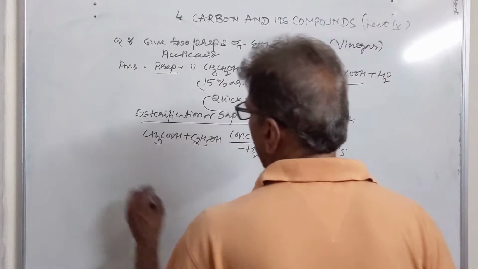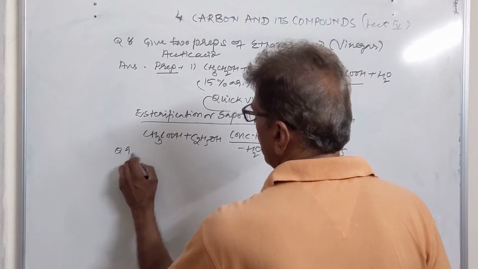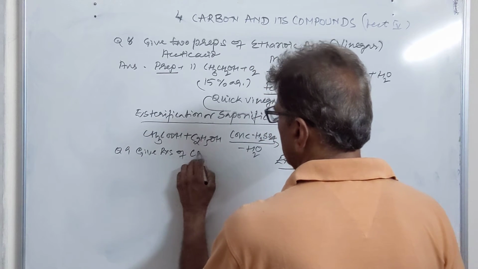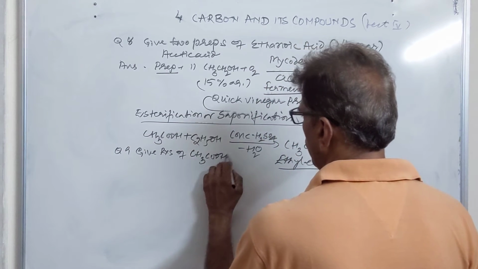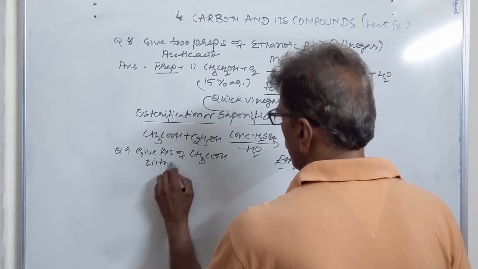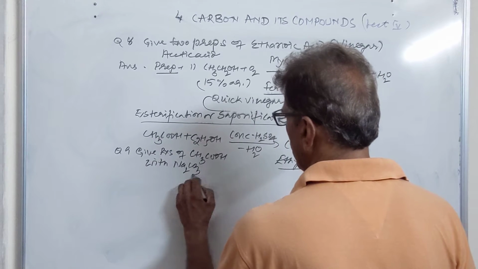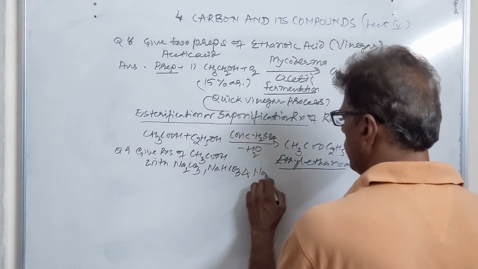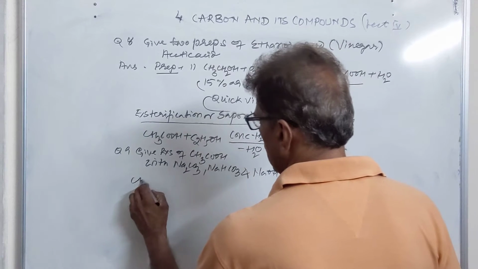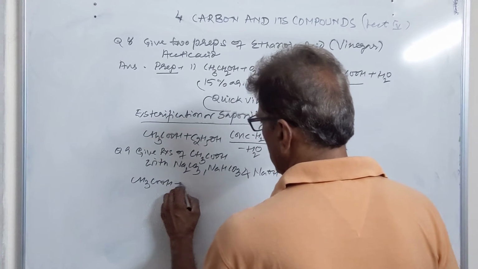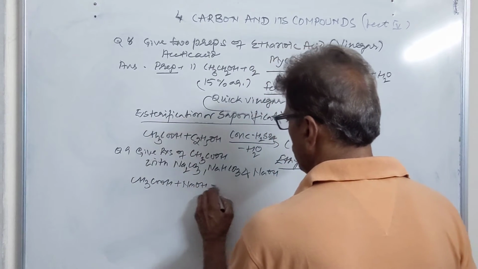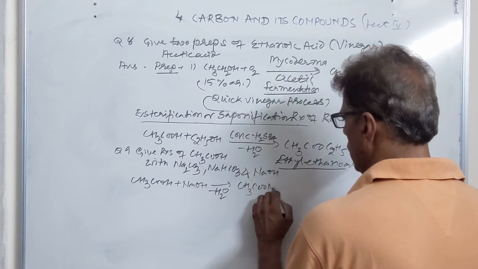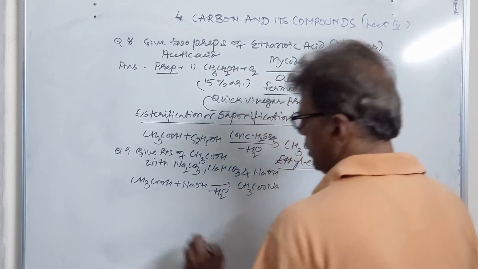So now we have question number 9. Give reactions of acetic acid with sodium carbonate, sodium bicarbonate and sodium hydroxide. CH3COOH combines with NaOH, will liberate a water molecule here and will give you sodium acetate.